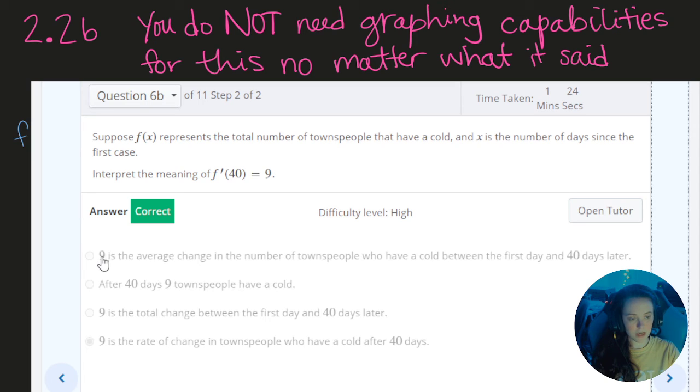That would be saying that it only changed an average of 9 between those, and that doesn't really work. If it was, say, in this case, maybe 38 and 40 and 9 people were the average change, then sure, but it's not. First day and 40 days is too far apart. So 9 is the rate of change in townspeople who have a cold after 40 days. That's between every day. So every day, approximately 9 people have gained a cold, basically.